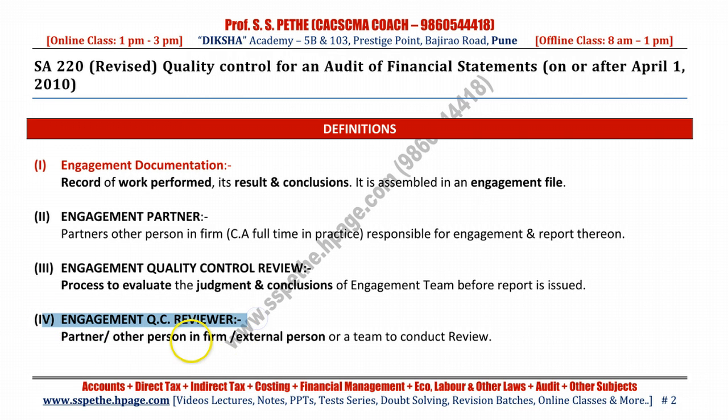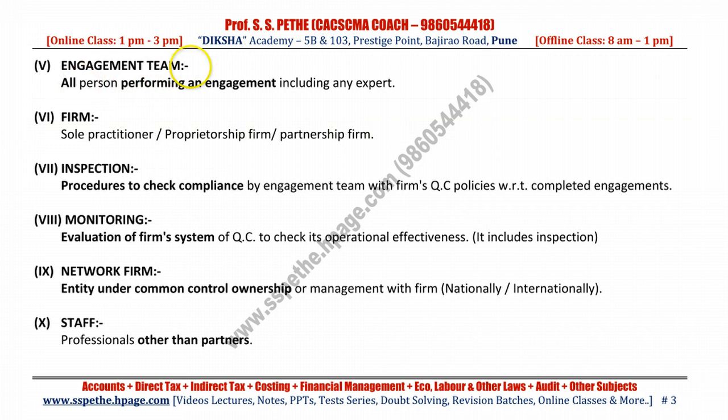Then comes engagement quality control reviewer, who will review this judgment and conclusion. These can be partners, other persons in the firm, an external person, or a team to conduct the review. Any of these can be engagement quality control reviewer. Then comes the definition of engagement team. All persons performing an engagement, including any expert also, will be treated as engagement team. Firm: sole proprietorship firm or partnership firm, any of these will all be called a firm.